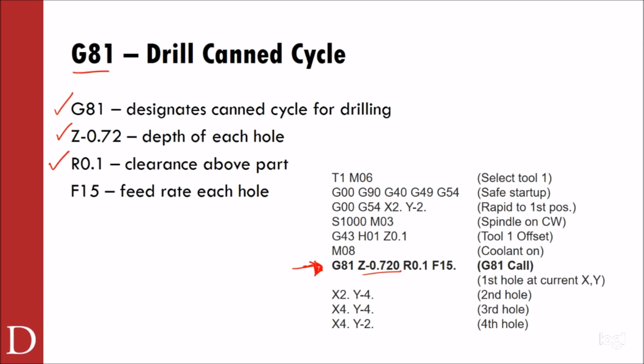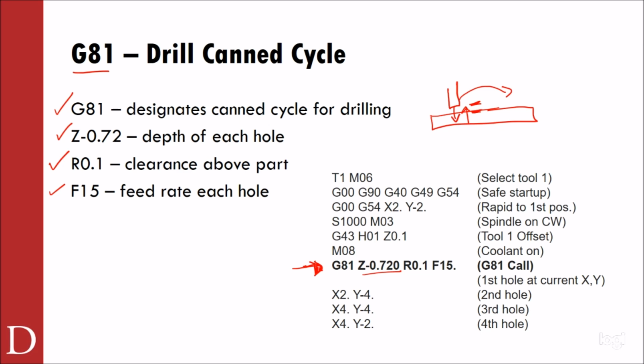So as my drill is going down and cutting into that part, how much do I have to clear before I can go over to that next hole, right? That clearance is 0.1. That's how much above the part I'm going to get in between each hole. And then this is just the feed rate at which I'm going to cut into the material.